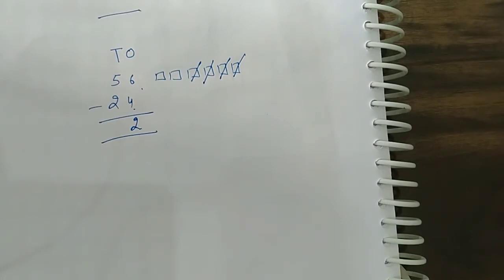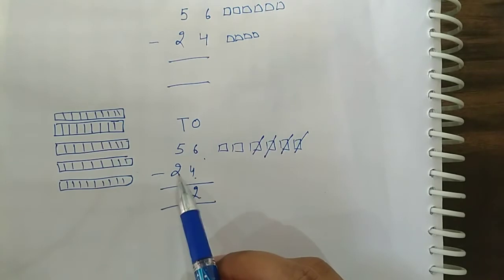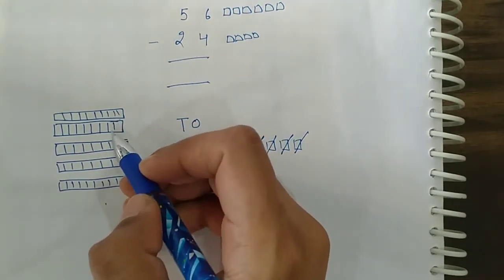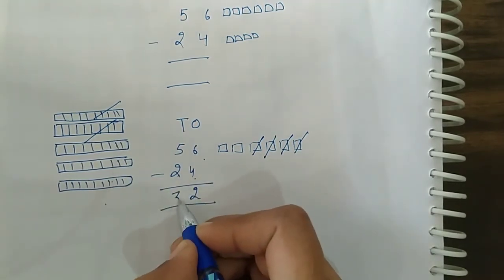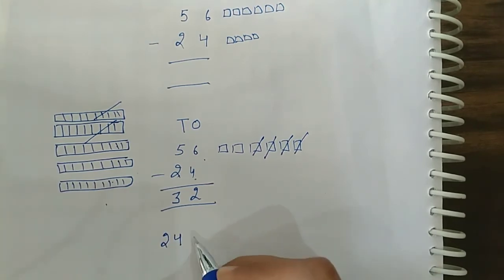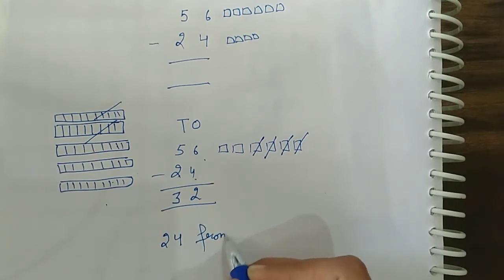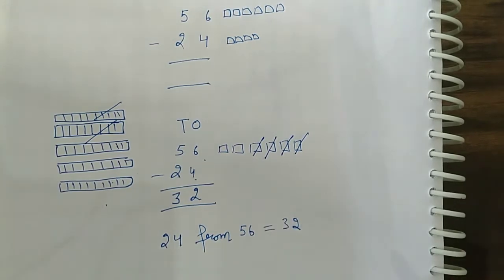Now subtract tens place digits. So students, see, we have to subtract 2 tens from 5 tens. So start subtraction: 1, 2. We are left with 1, 2, 3. We are left with 3 tens. So we can say that when we subtract 24 from 56, we get 32 as a result. I hope you got it very well.